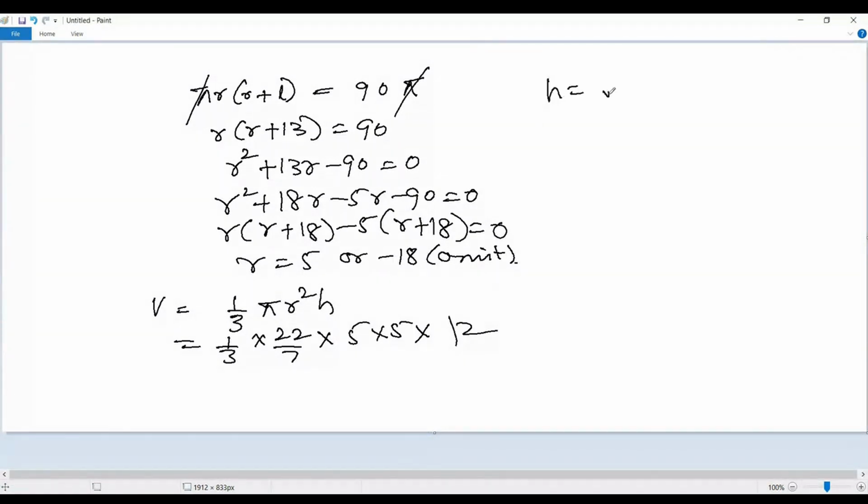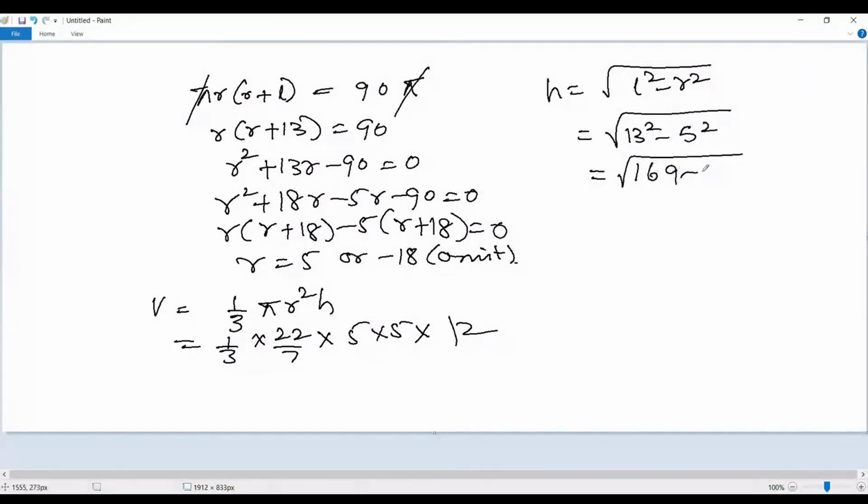h equal to square root of L squared minus r squared, square root of 13 squared minus 5 squared, square root of 169 minus 25, square root of 144. That is 12. Then multiply.